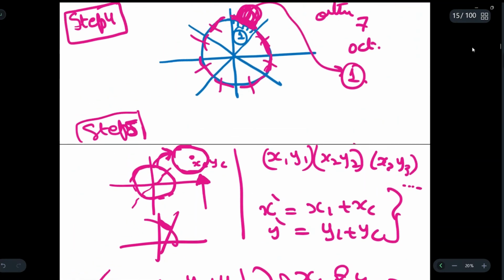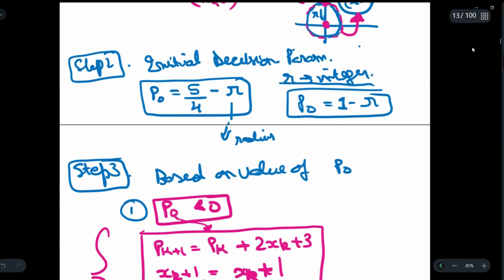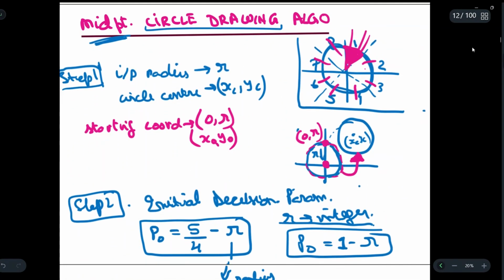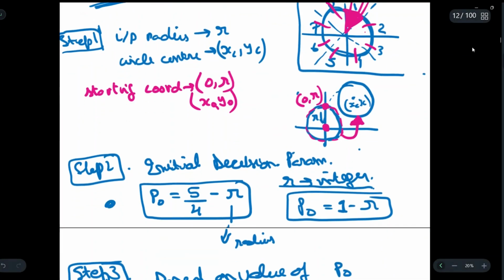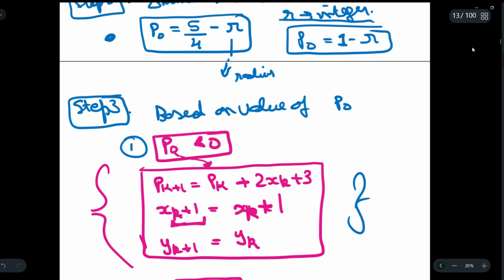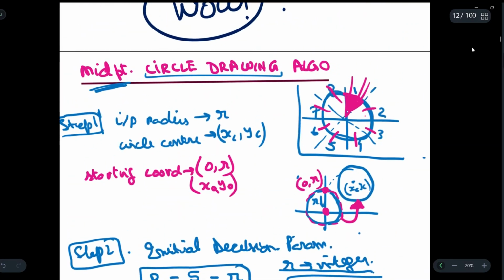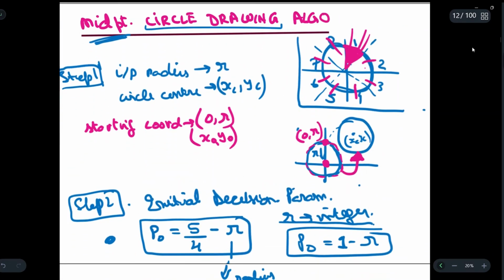So guys, this is the small algorithm, and in the next video we will be discussing its derivation, how we derive the initial decision parameter, and how we got these three formulas and these three other formulas. This is an important algorithm and it can be asked in the exams many times.